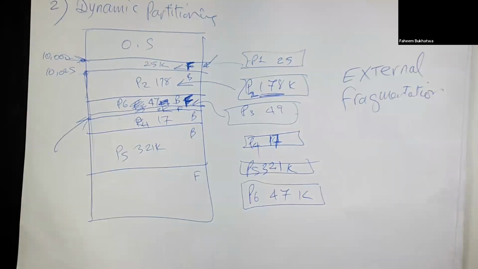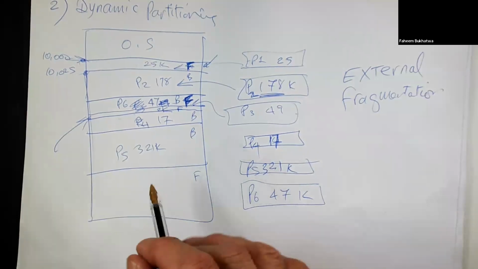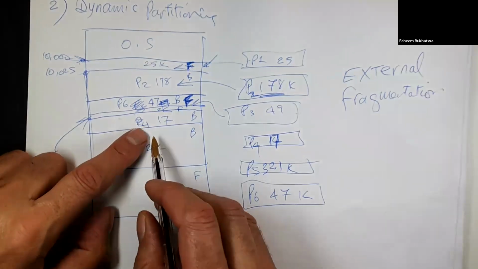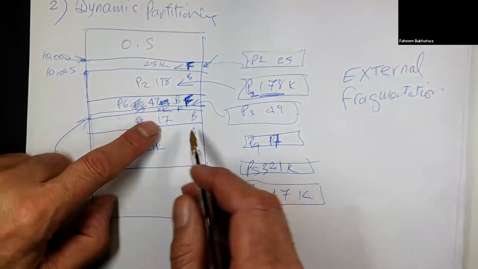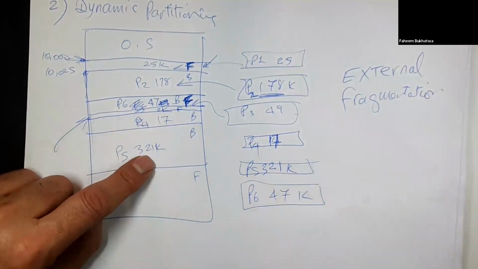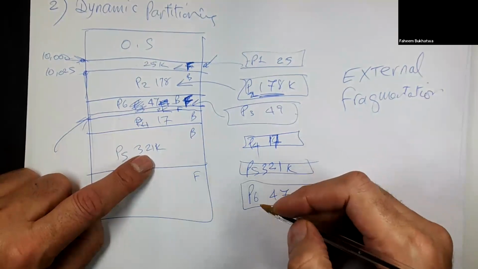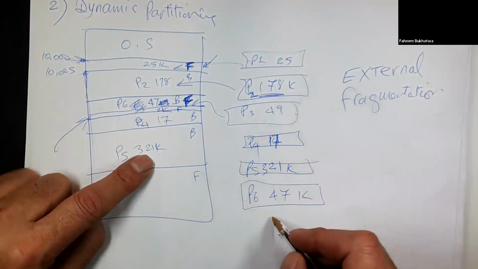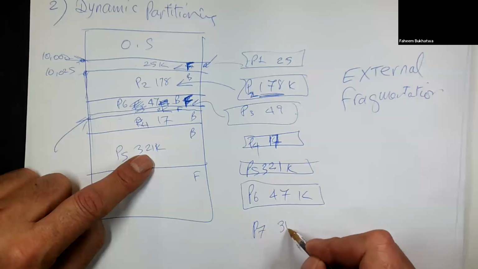Fragment, because it's useless. It's too small to be used. How does it happen? Here's another example. Let's say we get another program that says, I need 315 kilobytes. So program number 7 needs 315.